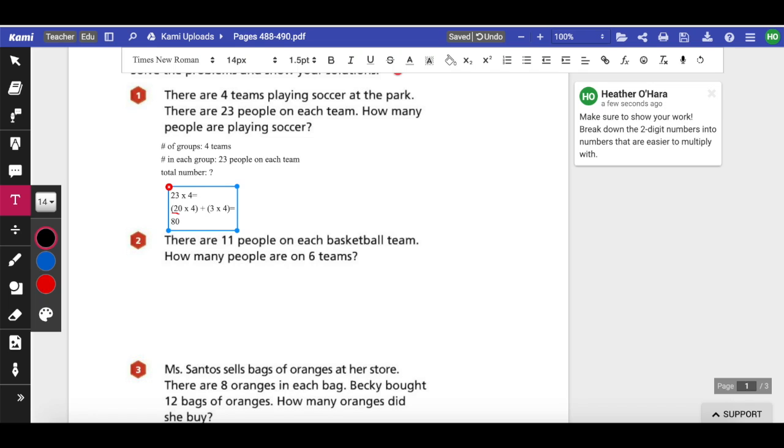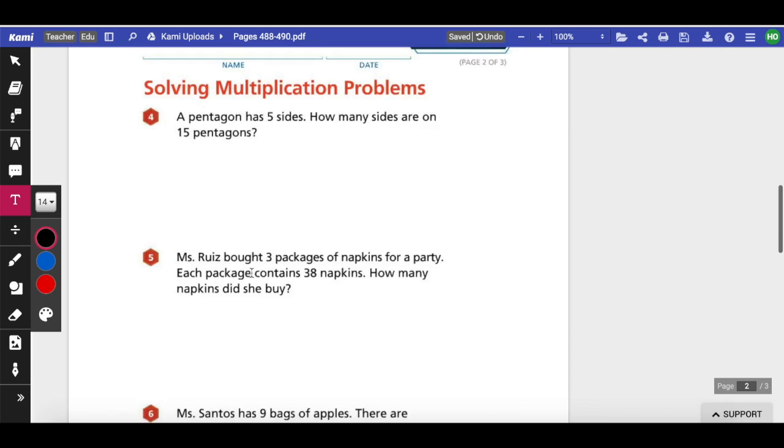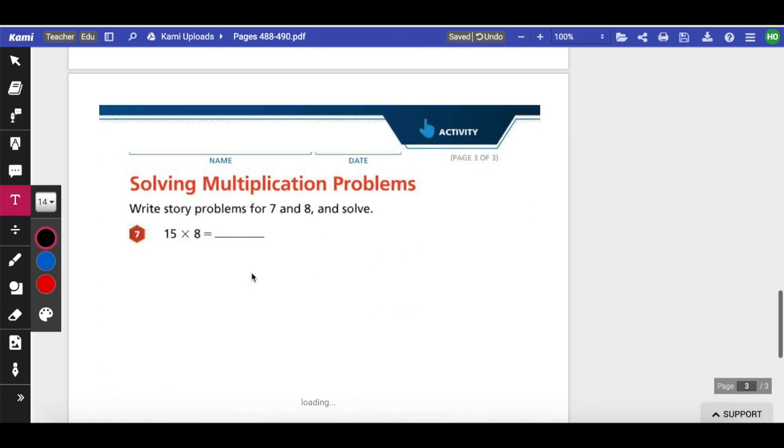So 80 plus, and then 3 times 4 is 12. So 80 plus 12 is 92 people. So my answer up here is 92 people played soccer. And I should see the same format for all of these problems, 1 through 6.